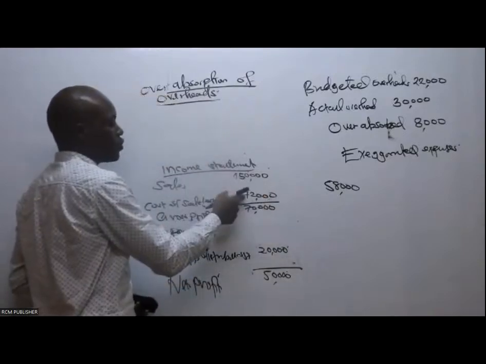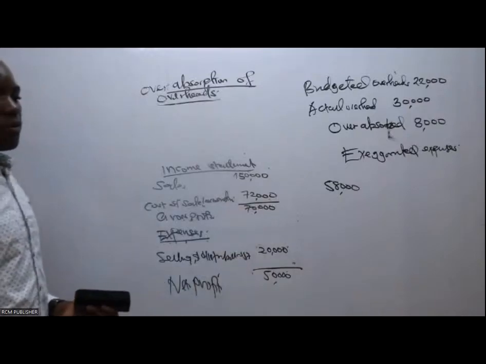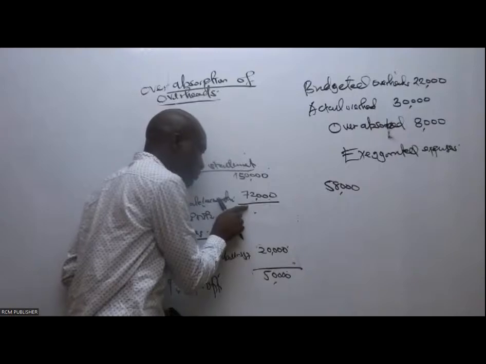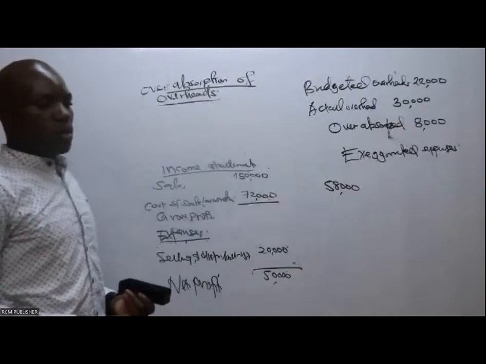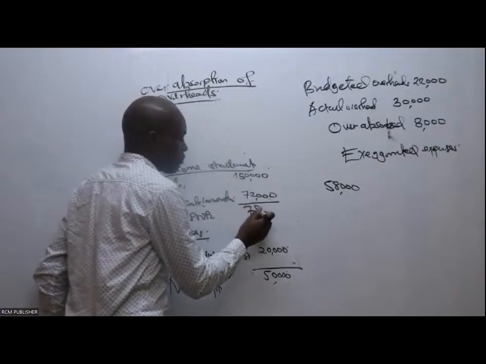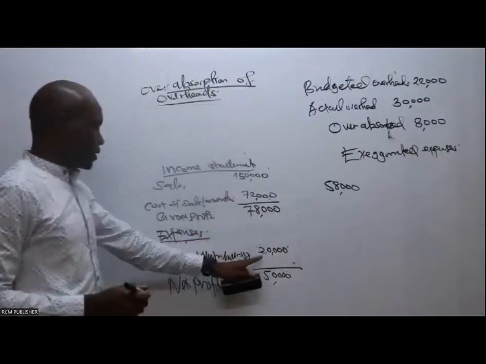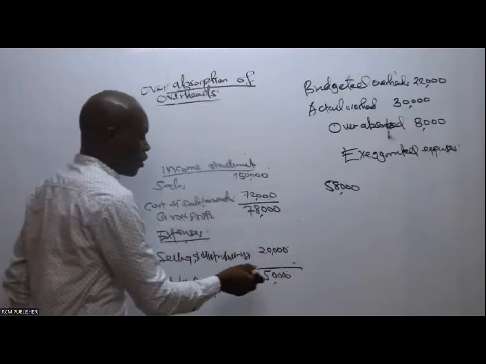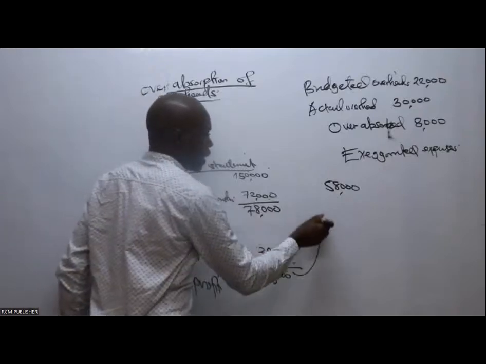150 minus 72. What will we have here? Somebody, what will we have? It will not be 70. It will be something else. 150 minus 72. We are going to have 78. 78,000 as now gross profit less selling and distribution cost of 20,000 will take us to what we call 58,000, which is the right profit.